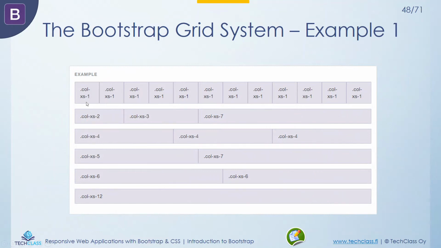So here is one example. What Bootstrap is doing is dividing the width of the page into 12 equal parts. Some other frameworks have different systems: some have 24, some have maybe 10. Bootstrap is using 12, which is also a very nice number because 12 can be divided by 2, 3, 4, 6, and 12.